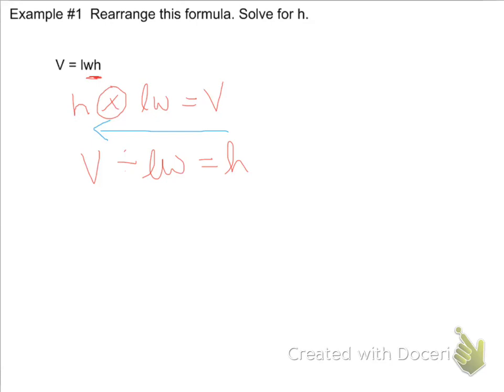So, to write this neatly, we're going to use this statement. It says that h equals V divided by LW. And that's normally how you're going to see the answer, instead of with the division symbol like that.